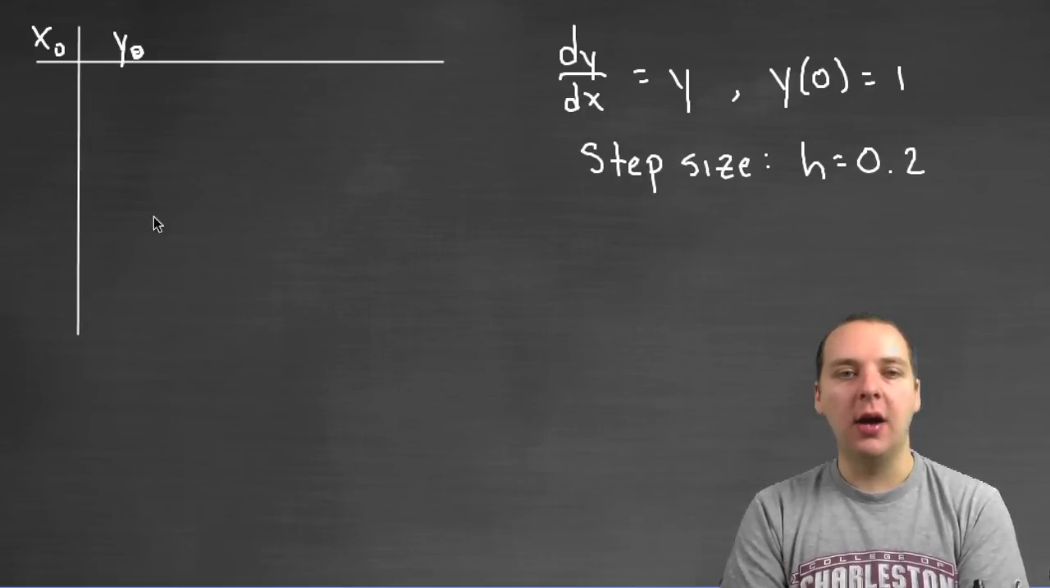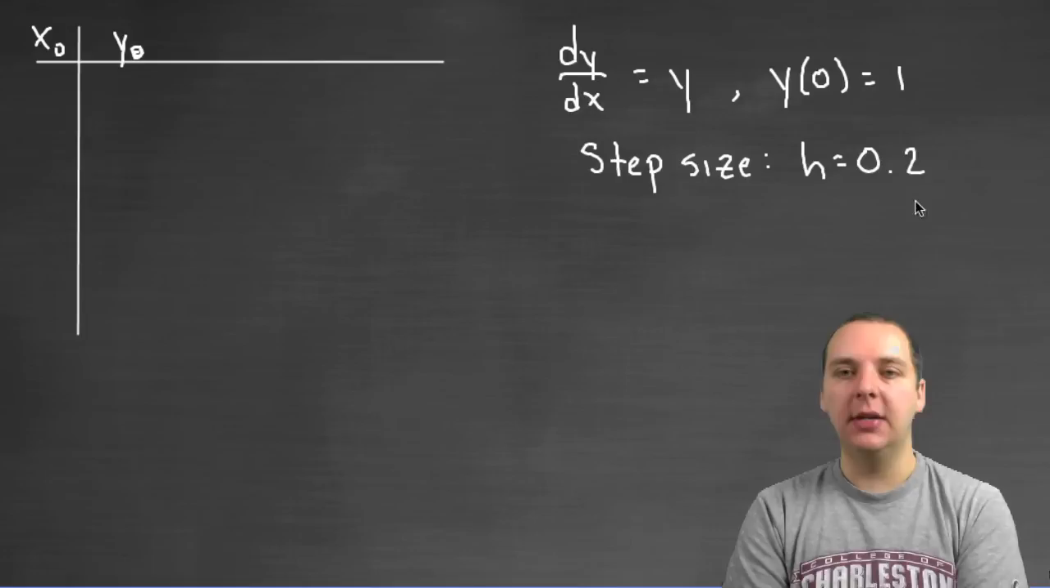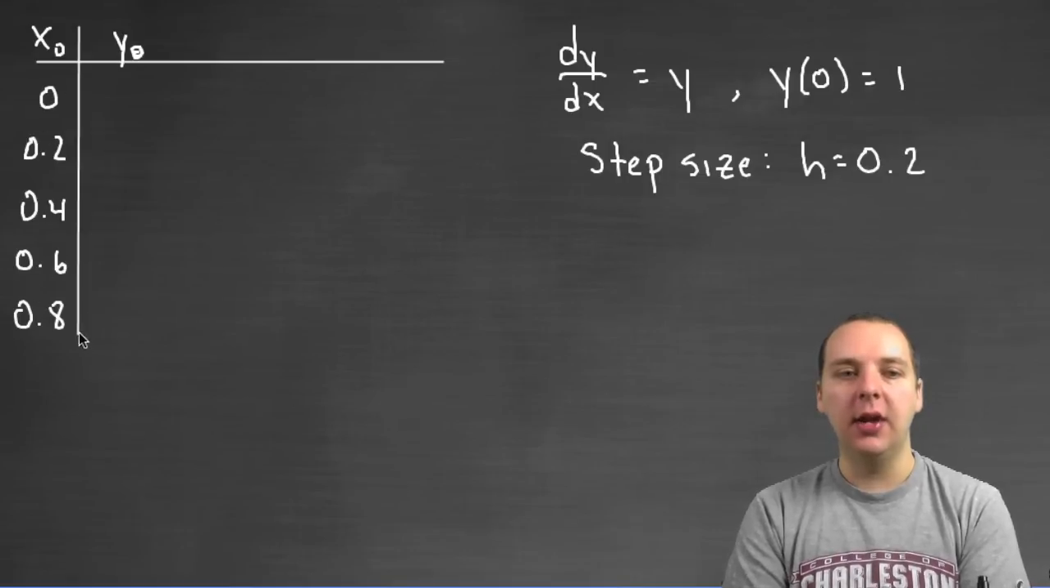Here's our x, y column. I'll show you in a minute why I have this bar stretched so long. We're going to add in some extra stuff in a moment. But the x coordinates, if our step size is 0.2, would start at 0, and then increase by 0.2. So we'd have 0.2, 0.4, 0.6, 0.8, etc. So here's our x's, and we'll just stop at 0.8. You could keep going if you wanted to.